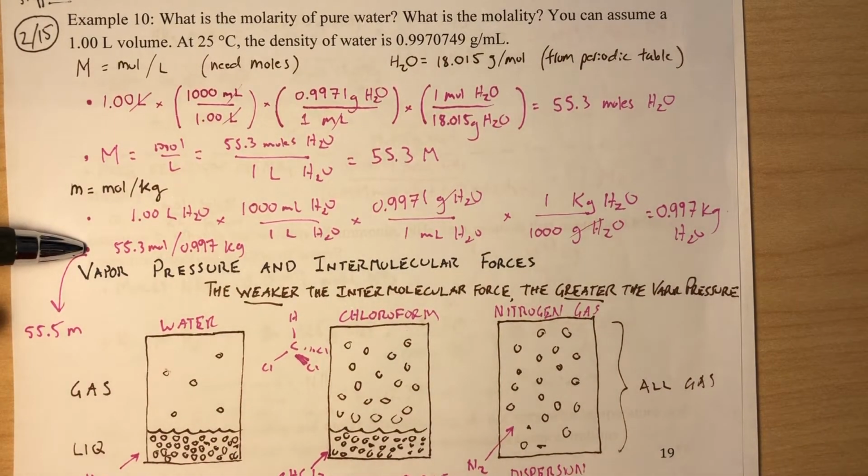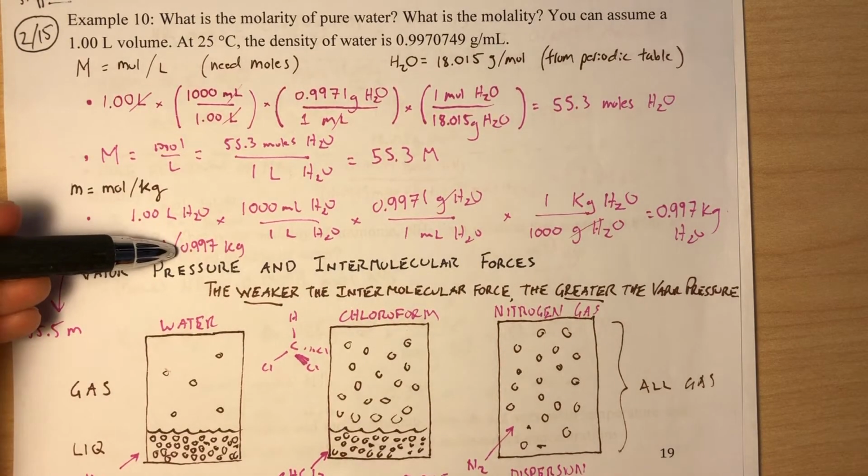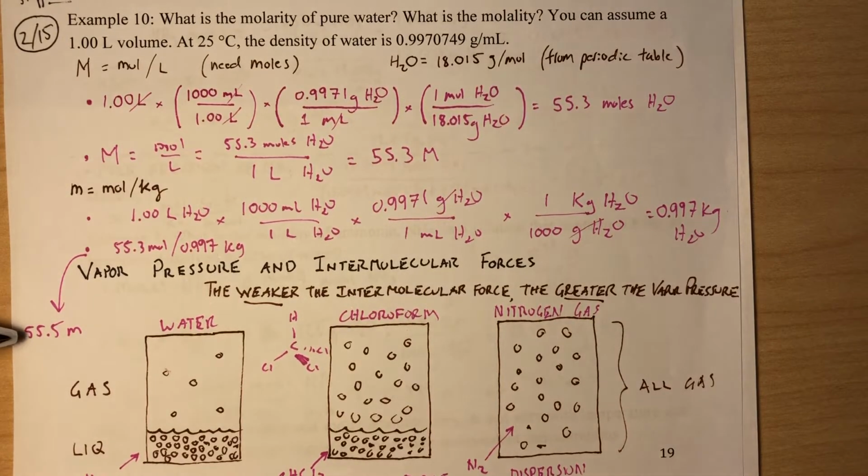And so to figure out the molality, that's moles per kilogram, we already have calculated the moles earlier, and that's 55.3 moles divided by 0.997 kilograms, and we have our answer over here on the side since we ran out of space, and our molality is 55.5 molal.